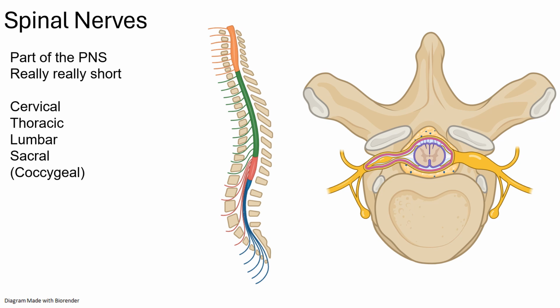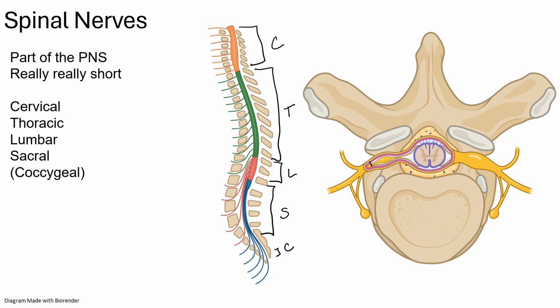In short, there are 8 cervical spinal nerves that are shown here in orange. There are 12 thoracic spinal nerves that are shown here in green. There are 5 lumbar spinal nerves, 5 sacral spinal nerves, and 1 coccygeal spinal nerve, which is not shown on this diagram because that's what you get for using open source materials. Buyer beware.